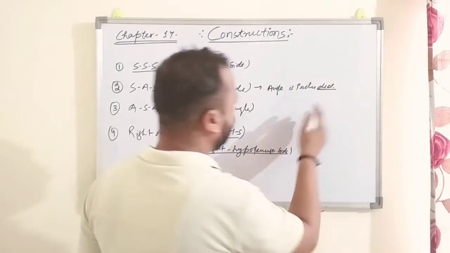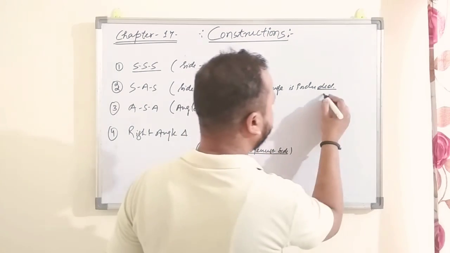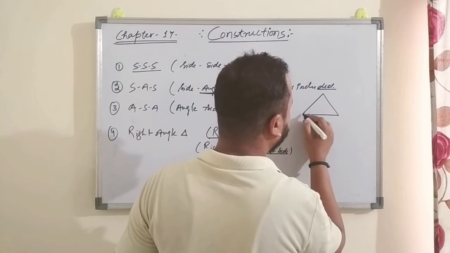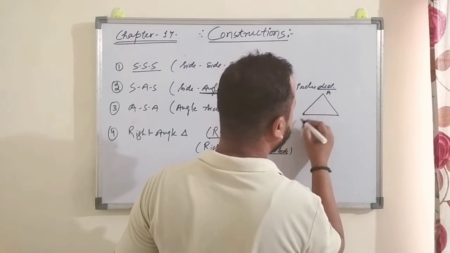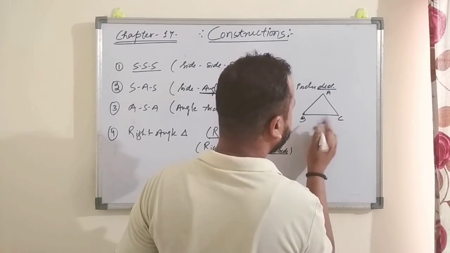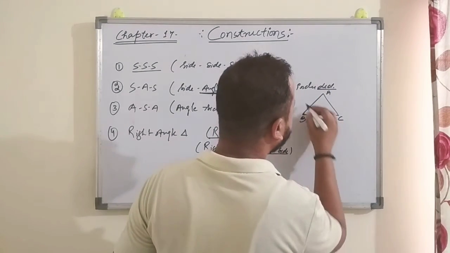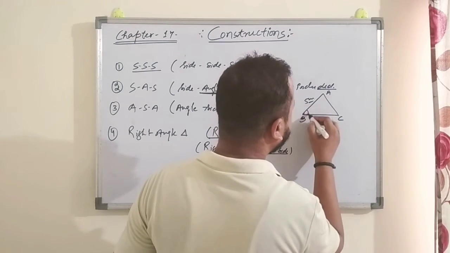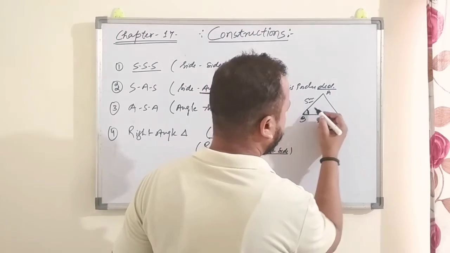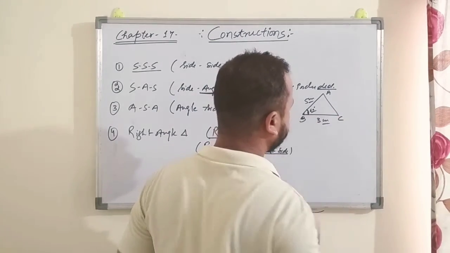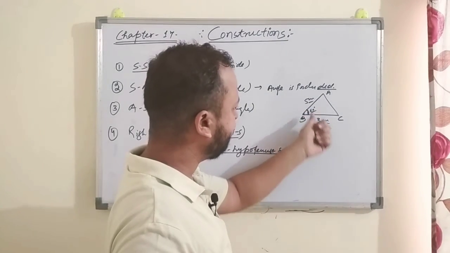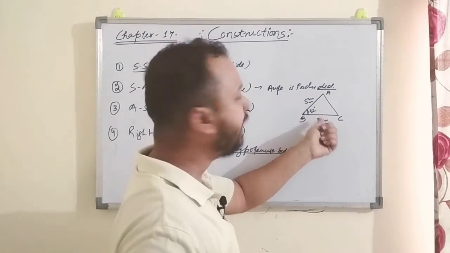Included means, suppose the lengths of two sides are given. Suppose you have to construct this triangle, A, B and C. If the lengths of B and C are given, suppose this is 3 cm, this is 5 cm, then the measure of this angle must be given. So this is the included angle, 60 degrees, suppose. So the lengths of these two sides are given and this is the included angle.